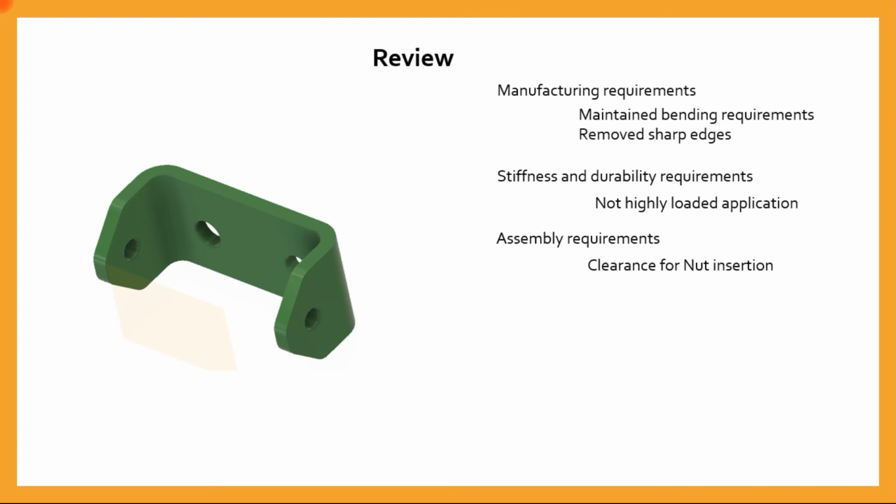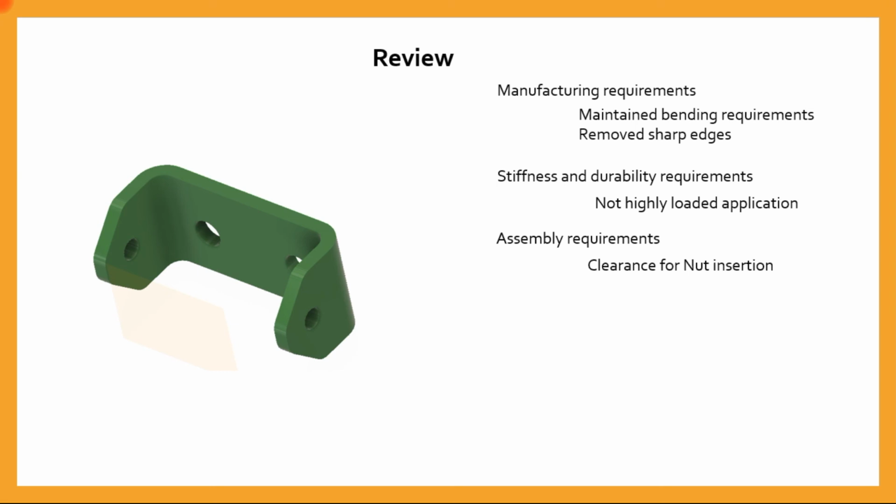Third is assembly requirements. So we have given 2 holes over here and the distance between the pin and the hole is sufficient for the insertion of the nut. So assembly requirements are also taken care in this design. So this is an example. We will be seeing more examples like this and we can really understand as to how the sheet metal design process goes about.